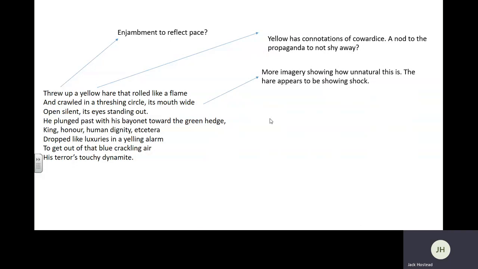The hair appears to be showing shock, its eyes standing out, its mouth wide open, almost like nature is kind of saying, what on earth is going on here? This is kind of barbaric.